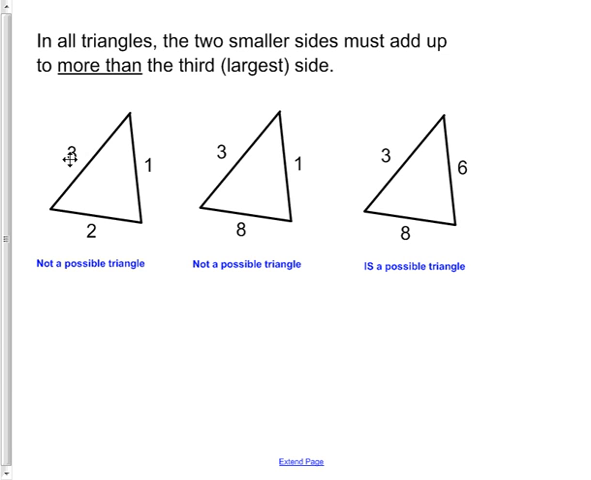So here's 3 examples. This is not a possible triangle because it's 3, 2, and 1. 2 plus 1 is not more than 3. This is not a possible triangle because 3 plus 1 is not more than 8. But this is a possible triangle because 3 plus 6 is 9, which is bigger than 8.